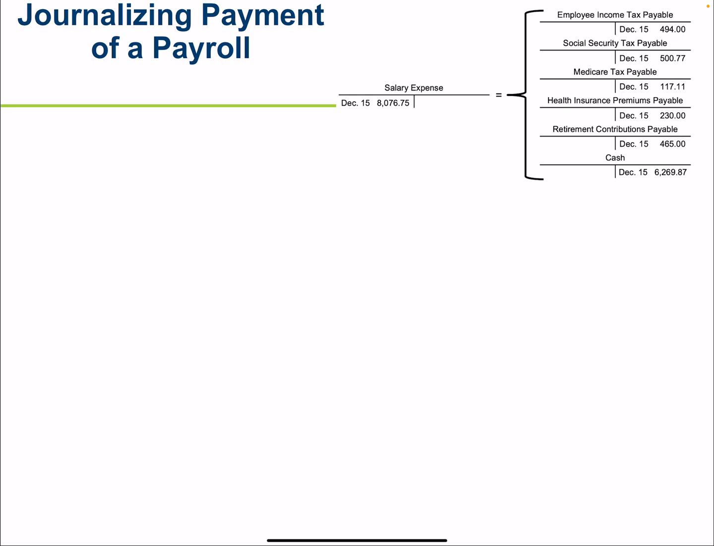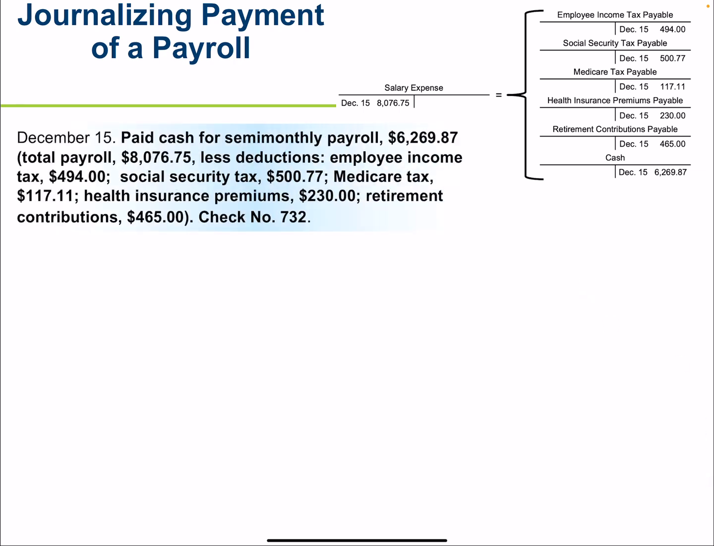Next, we're going to take that information and place it in the journal. Since we are paying cash right here, we have to use the cash payments journal. Okay, so your transaction will look like this: paid cash for semi-monthly payroll, and then it has all of your deductions.